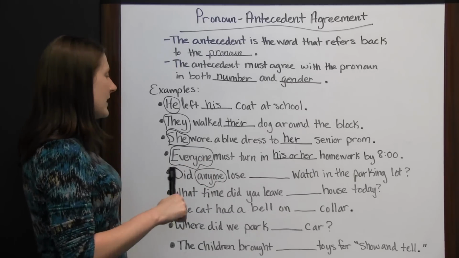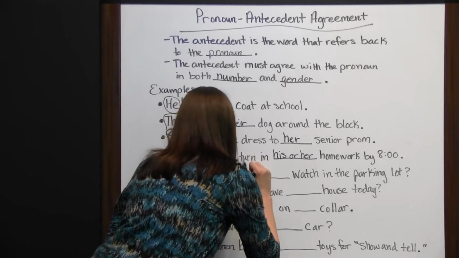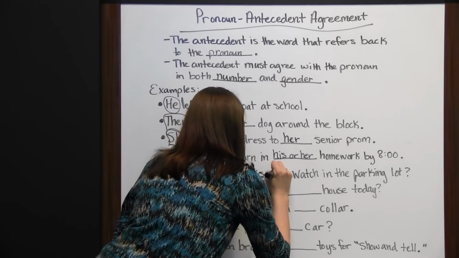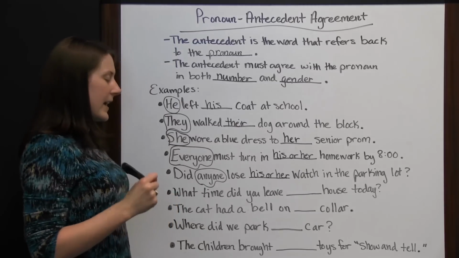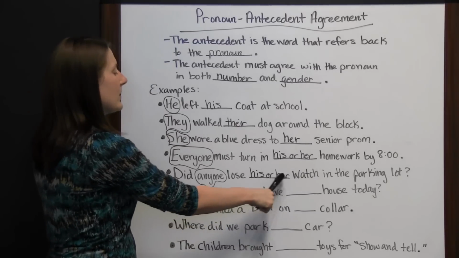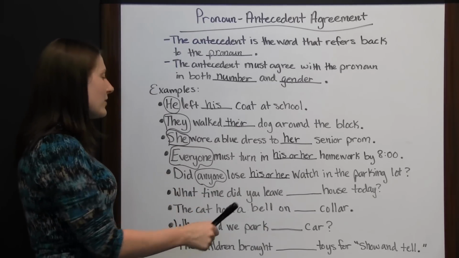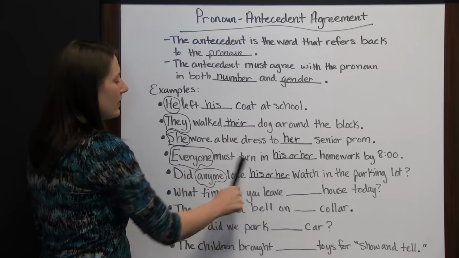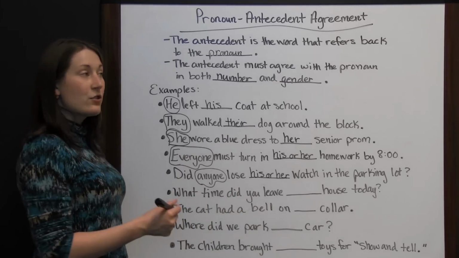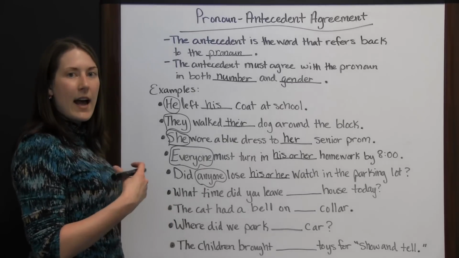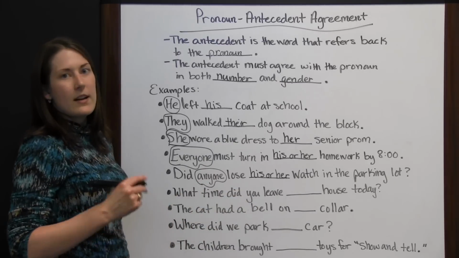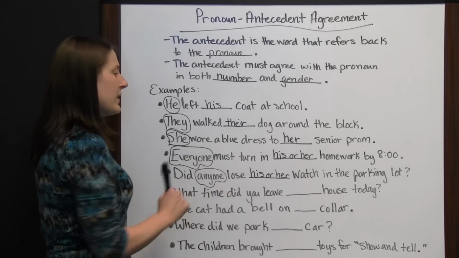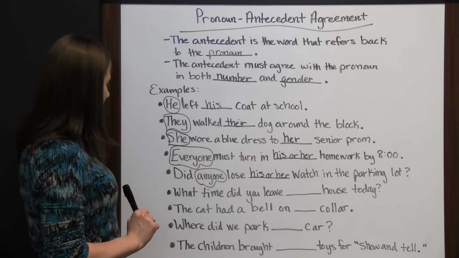So we can say, did anyone lose his or her watch in the parking lot? And again, it gives options for gender and it shows that it's going to be a singular antecedent once one of those is chosen. If you are asking it and a boy answers, then it would have been his watch in the parking lot. If a girl answers, it would have been her watch in the parking lot.